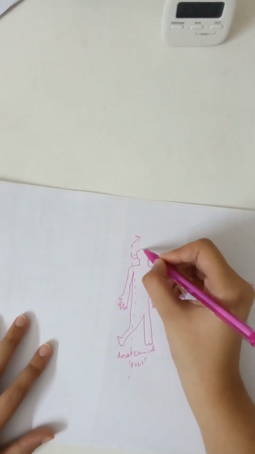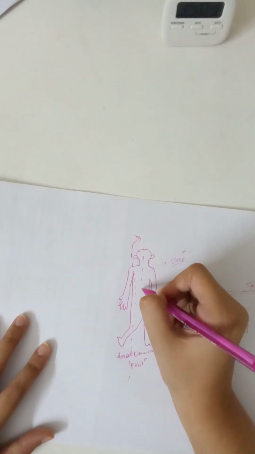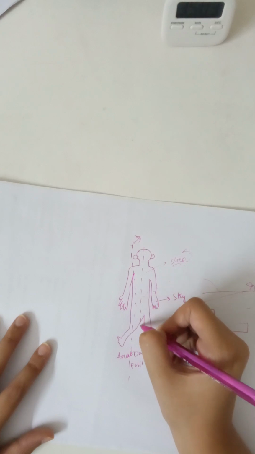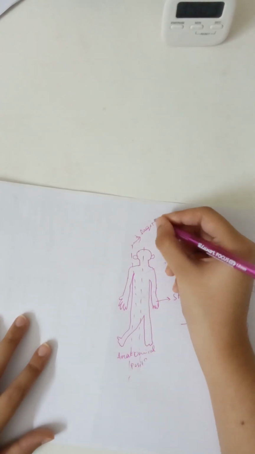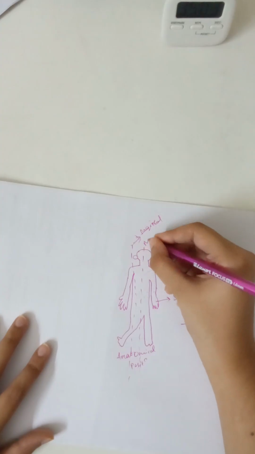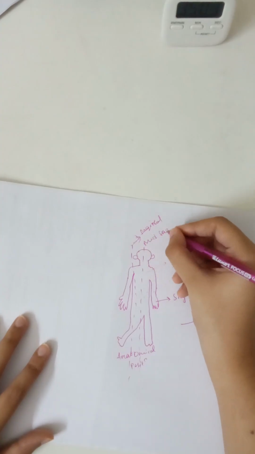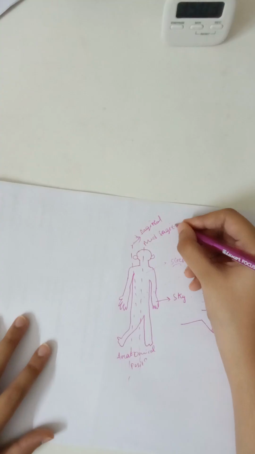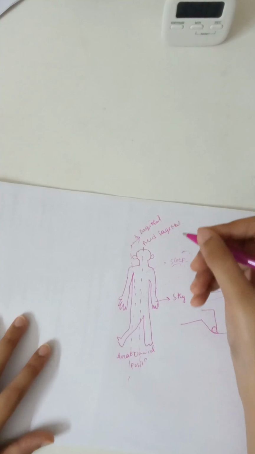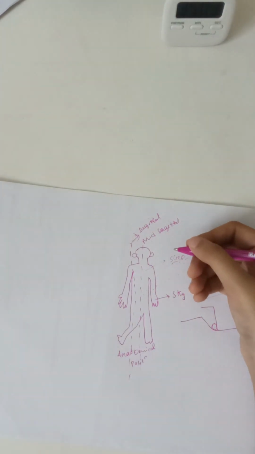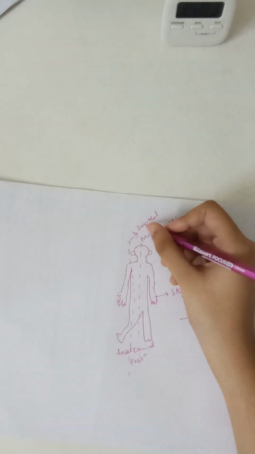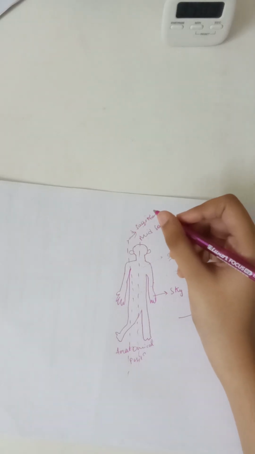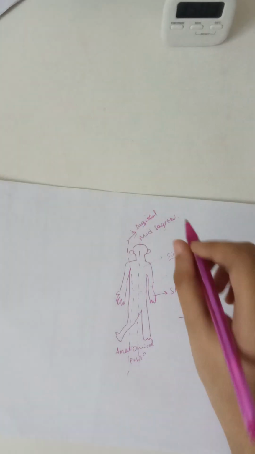Mid sagittal is when we cut into two equal halves like this. This is sagittal. This is mid sagittal. Any plane which divides the body into two equal right and left halves is known as mid sagittal plane. Any plane which divides the body into right and left halves is known as sagittal plane.